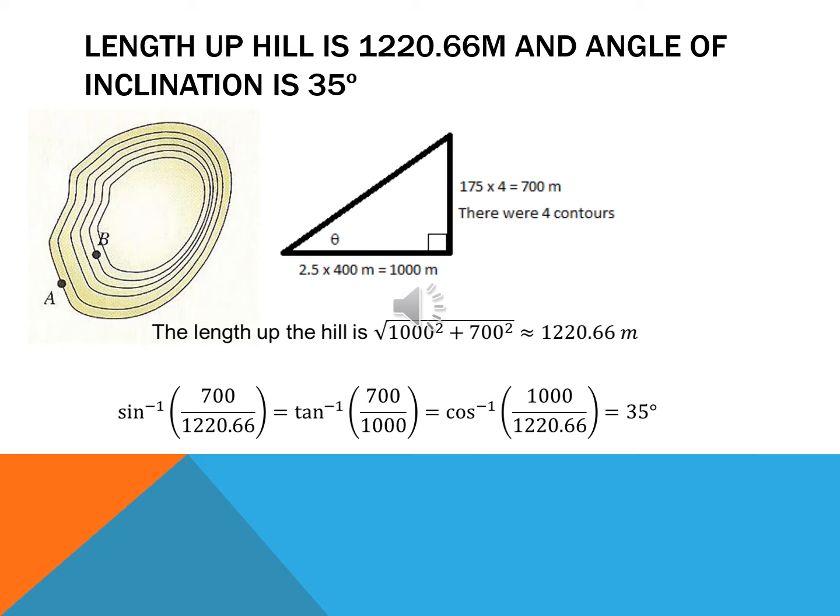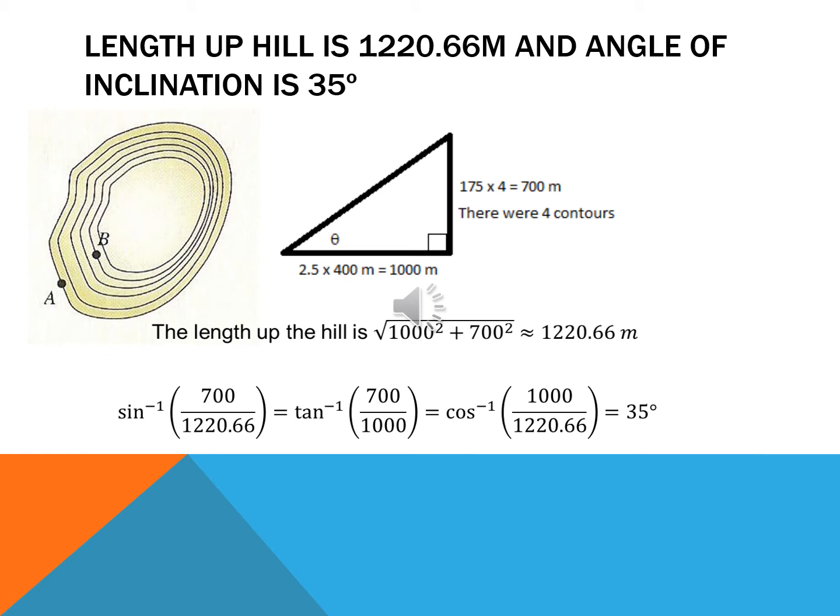The length up the hill, we could use Pythagorean theorem, and we would take the square root of the one side, which is 1,000 squared, and add it to the length of the other side squared. So the square root of 1,000 squared plus 700 squared is approximately 1,220.66 meters. So if you went straight up the slant of the hill, it would be 1,220.66 meters.